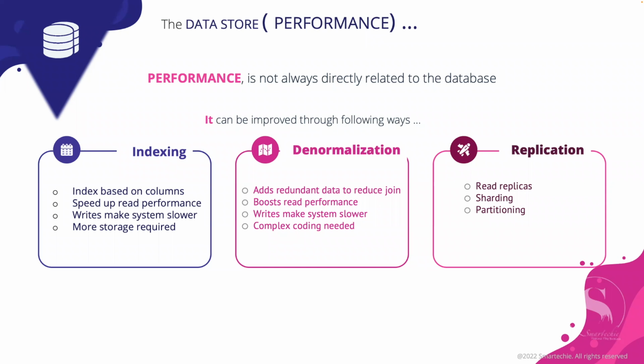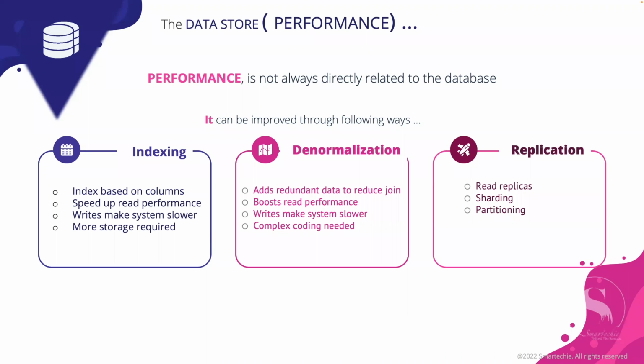And denormalizing the data set we are storing into the data store, right? It adds redundant data to reduce joins and boost read performance, but makes the whole system a little bit slower, because whenever the data is written to the data store, first it has to be denormalized and then written, right? And a little complex coding and development is required to meet the required use case. And the other one is data replication.